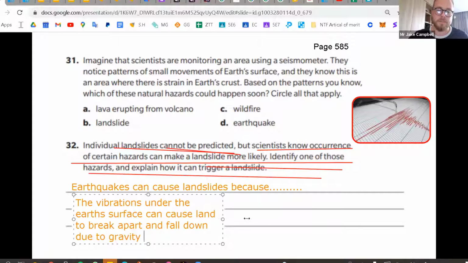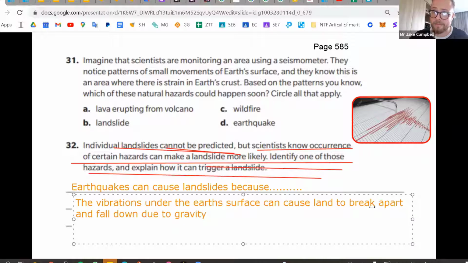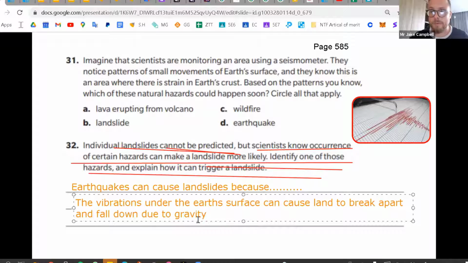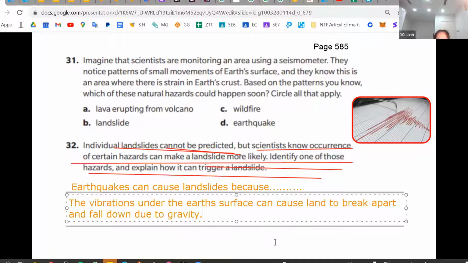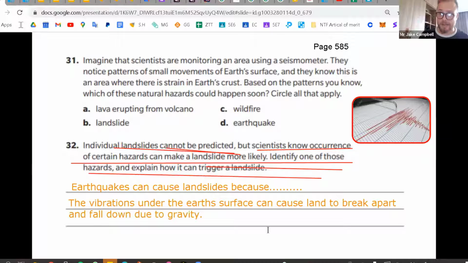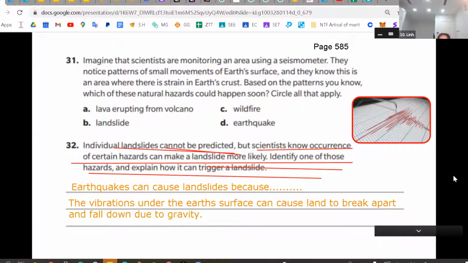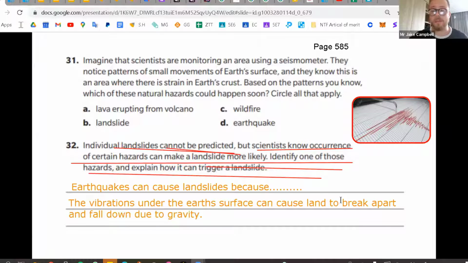If your answer has the same idea as mine and David's, well done. If your idea is completely different, maybe you should think about rewriting it. Mine is a little bit different, but it's the same idea. It's better to write your own sentence and have the same idea as me than just to copy my sentence. Some key vocabulary is already great. It should include vibrating, breaking apart, and gravity for a bonus point.